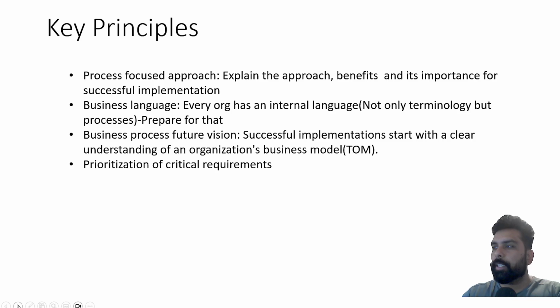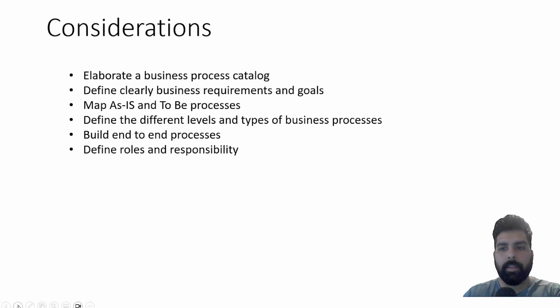If I move to the next one, keeping these principles as a base, we need to have certain considerations. So we need to have the elaboration of the business process catalog. What is a business process catalog? I'm going to talk about this. A business process catalog is a kind of process hierarchy for any organization for their processes.